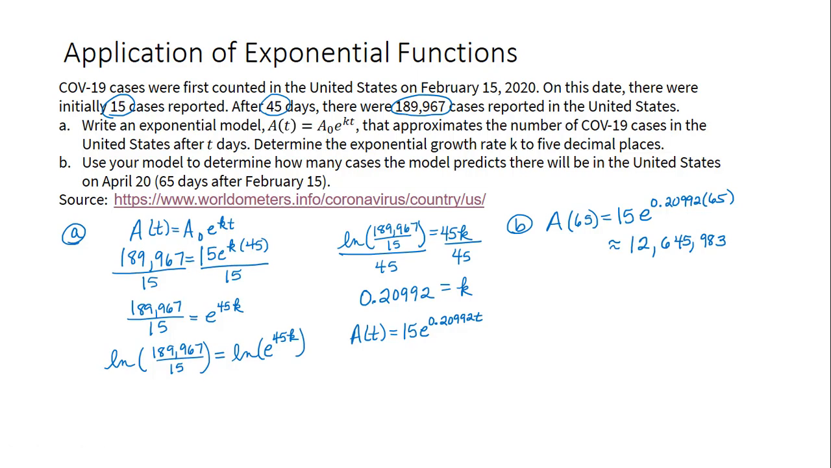So again, this is assuming that the growth rate that was initially determined continues beyond those initial 45 days that we had the data. Now, if you look at the current data, there's only 764,636 cases on April 20th. So clearly the model has changed. When we talk about flattening the curve, we are decreasing the growth rate of this virus.